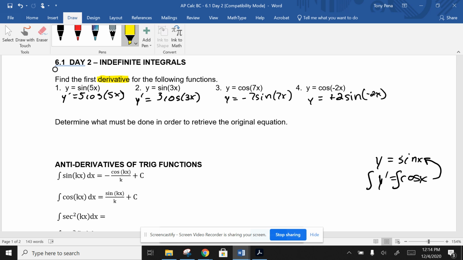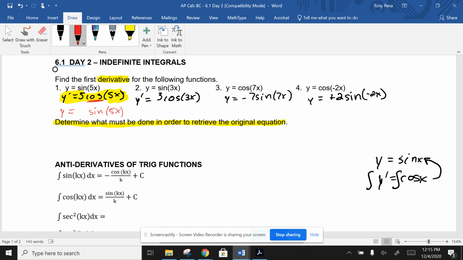So if I now go to this next set of things here, determine what must be done in order to retrieve the original function. What that means is, let's say I now started you with this, because that's kind of what we're getting at now. Let's say this was what you were given, and I wanted you to work backwards. So if we now wanted to work backwards, what we would want to do first is understand that the antiderivative of cosine would have been sine. So we would have said this is a sine, and then we leave the inside alone like we would normally.